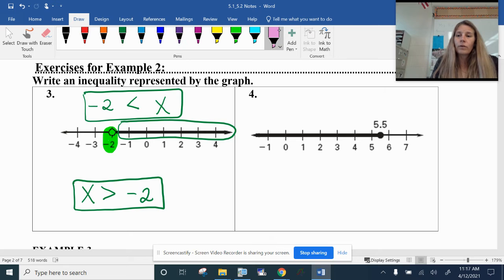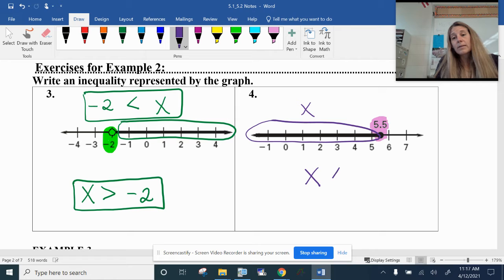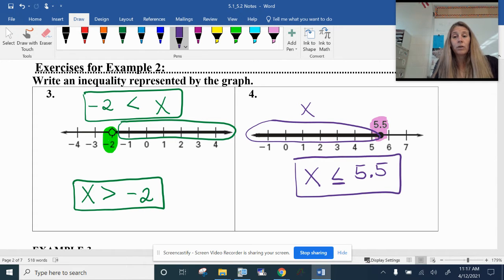Okay, and then over here, we have our cutoff number of 5.5, and all of the shaded part here is on the left. So x is less than 5.5, except this time I have to put that equal to line underneath because I have a shaded or closed circle at the point 5.5.